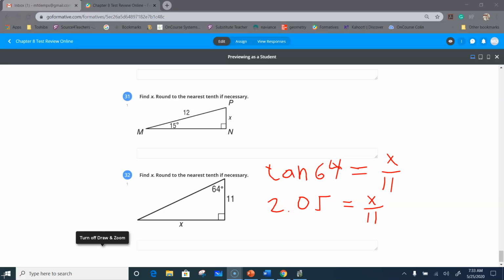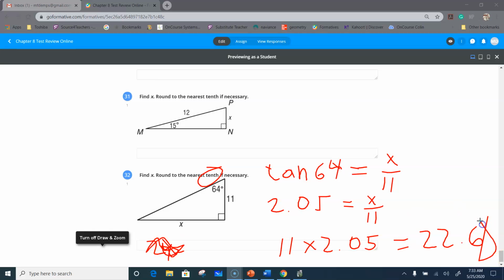So tangent of 64 is 2.05, and now we're just going to multiply to finish this off. To solve for x, we would just take 11, since we're dividing there, times 2.05. You don't have to do the swap there. And I get 22.55, which to the nearest tenth would be 22.6.